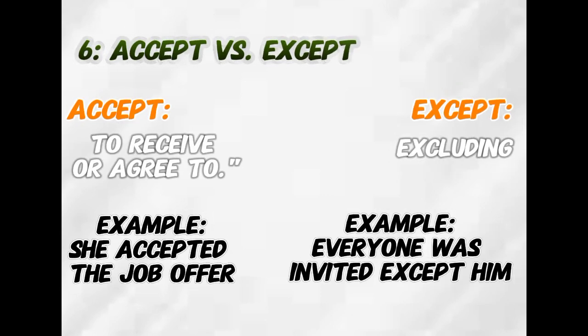Next, we have accept and except. Accept is a verb meaning to receive or agree to something, like she accepted the job offer. Except is a preposition meaning excluding, like everyone was invited except him. So remember, accept means to receive, and except means to exclude. Easy, right? Let's keep going.